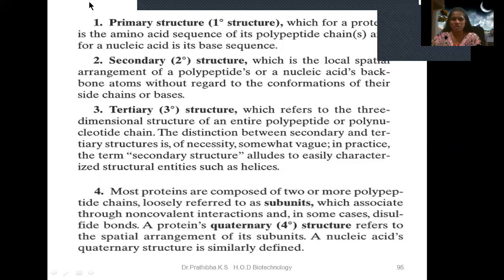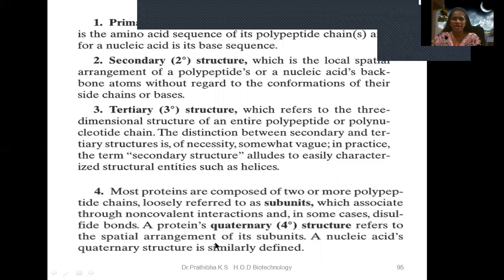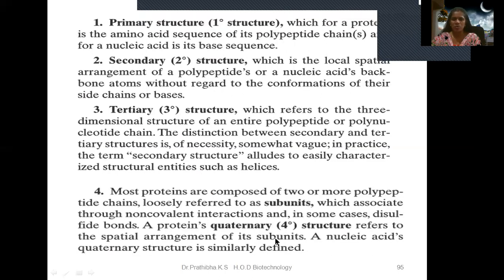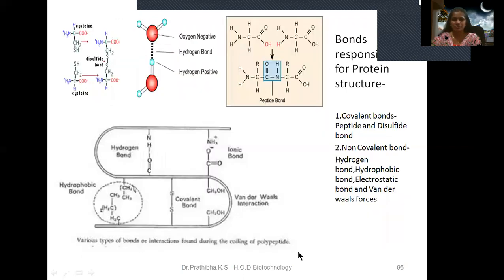A protein's quaternary structure refers to the spatial arrangement of its subunits. Subunits mean there is the presence of more than one polypeptide chain, so one polypeptide chain is known as a subunit. In the hemoglobin structure, you can see the presence of 4 subunits, which means 4 polypeptide chains. A nucleic acid's quaternary structure is similarly defined.